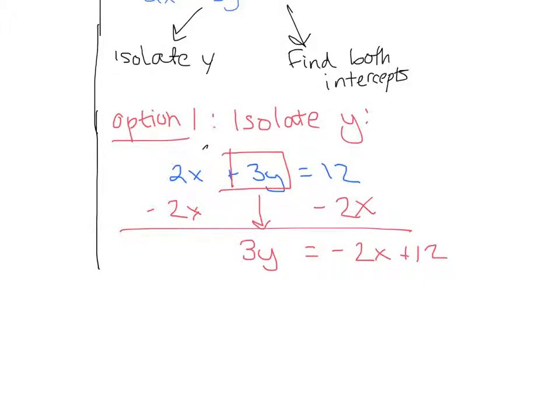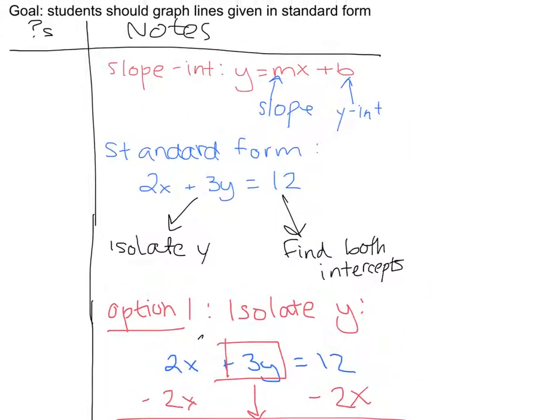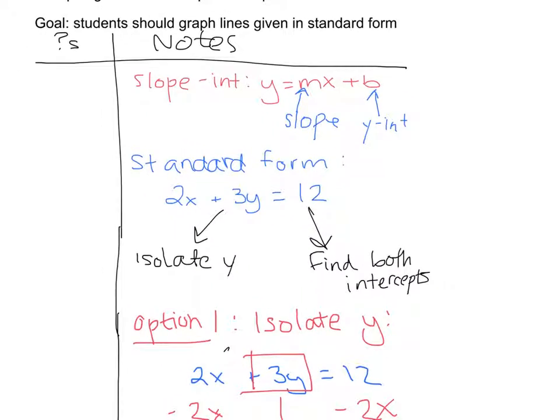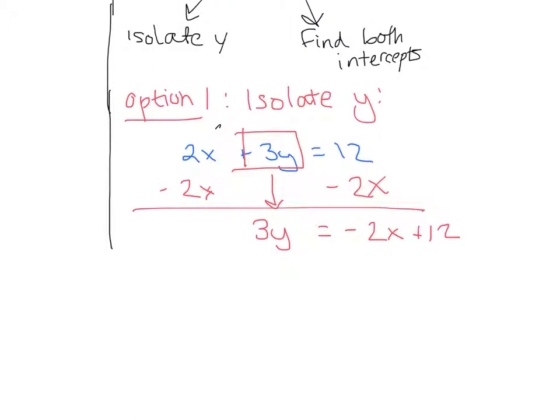And then I now have my y term by itself. In slope-intercept form, my y is completely alone, okay? It's completely by itself here, and in the form of the equation I have a 3 in front of it. So again, think back to 8th grade math. When you have a 3 in front of a y term, you divide. So I'm going to divide everything by 3, okay? Everything needs to be divided by 3.